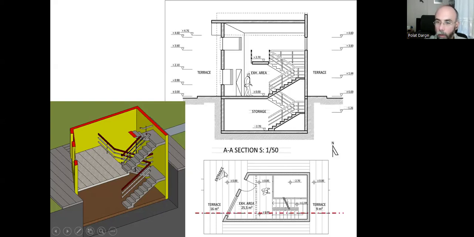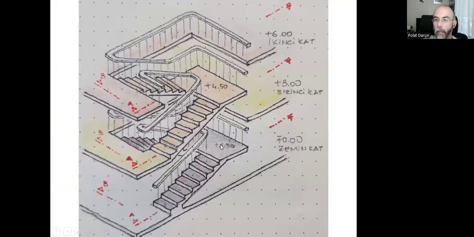If you want to draw the AA section, again, use your plan, draw the section line here, transfer the information, have a model next to you, and follow which portions of the stairs, floors are being cut, what is being seen when you look towards. So that's it. That's how we do that.